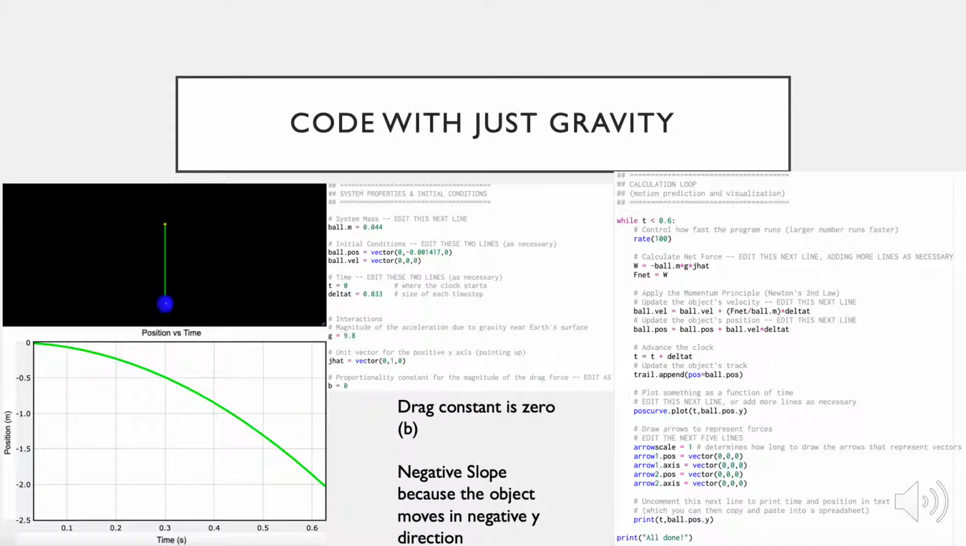Here's my code where we pretend like gravity is the only force acting down on the object. Note, we had to make minor changes for the ball's mass, position, velocity, along with other formulas. The drag constant is 0 since we are pretending gravity is the only force. There's also a negative slope because of the object moving in the negative y direction. Compared to the tracker video, you can tell that this ball moves a significantly further distance in the same amount of time.